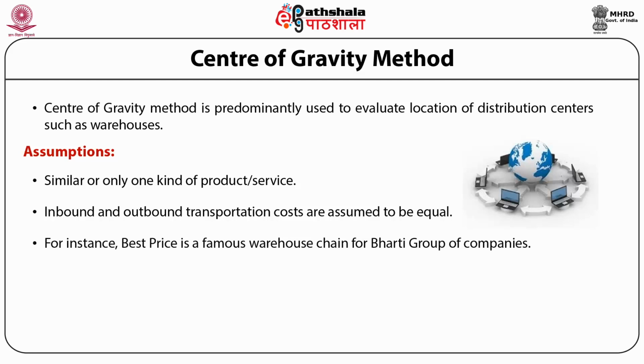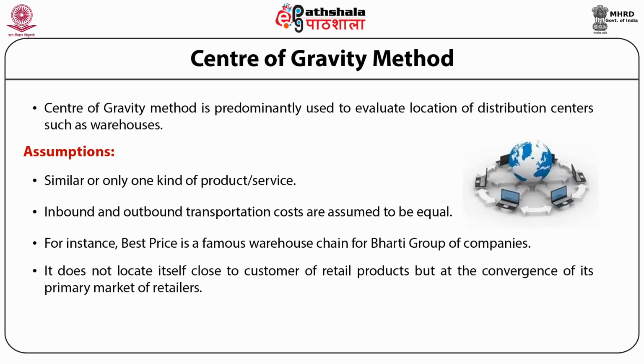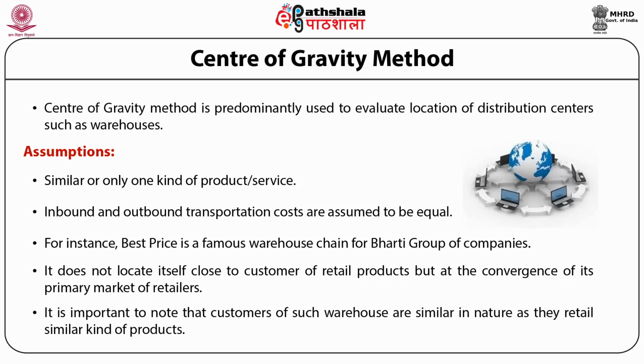For instance, Best Price is a famous warehouse chain of the Bharti group of companies. It does not locate itself close to customers of retail products, but at the convergence of its primary market of retailers. It is important to note that customers of such a warehouse are similar in nature as they retail similar kinds of products. An illustration of Best Price has been discussed as under.